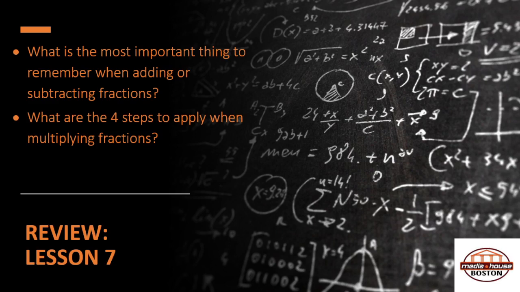We also covered division, where if you are dividing a fraction by another fraction, the division sign changes into a multiplication sign, and the second fraction, the one you are dividing by, is flipped around, where the denominator becomes the numerator and the numerator becomes the denominator. This is what we covered in lesson 7.